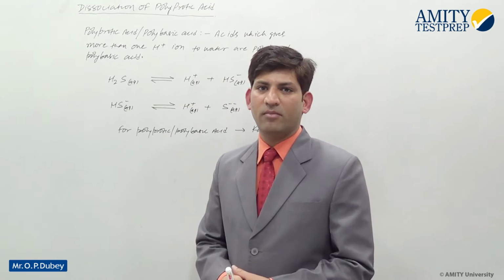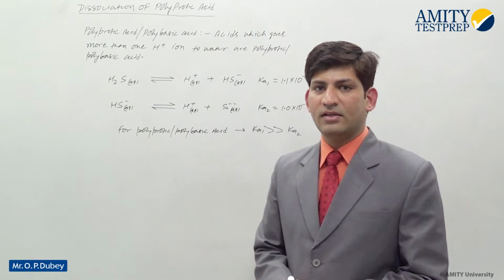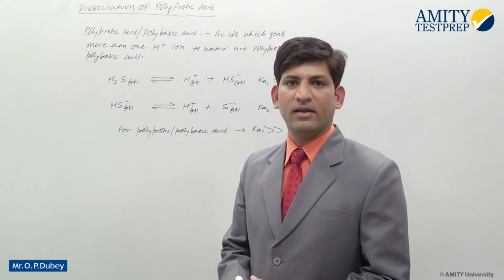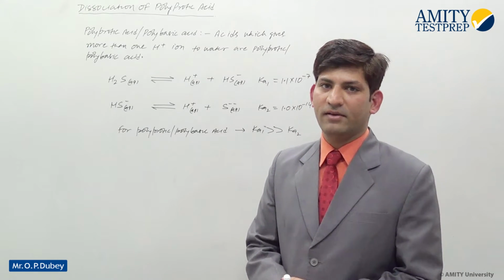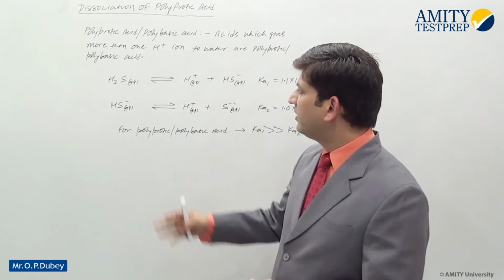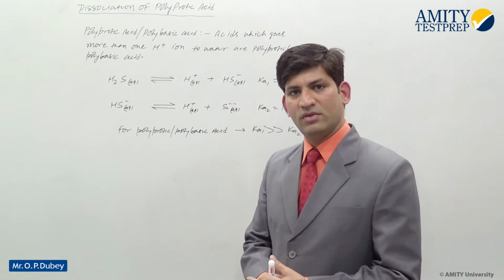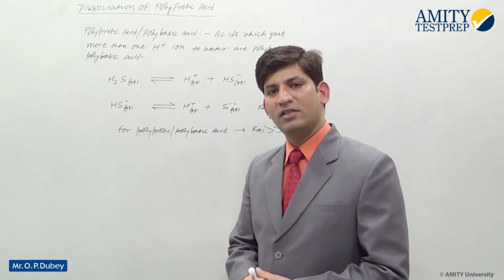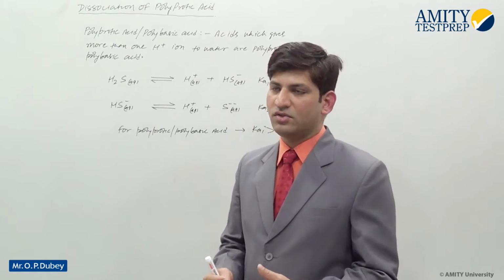Polybasic or polyprotic acids dissociate in successive steps, giving one H positive ion at a time. For example, if H2S is taken, H2S is a dibasic acid, it gives 2 H positive ions to the aqueous solution, to the water.